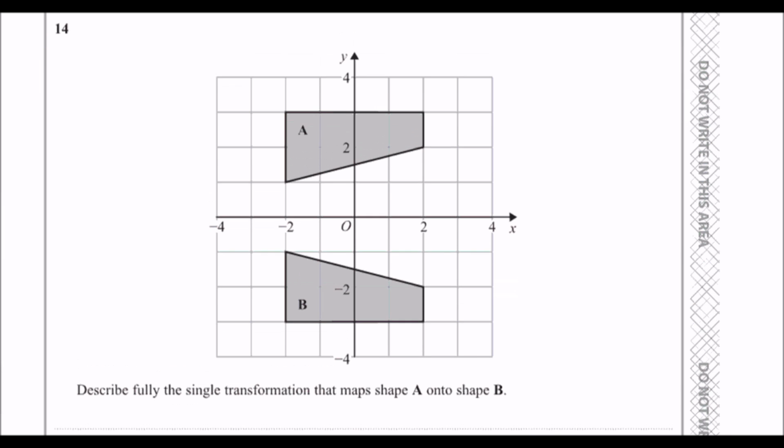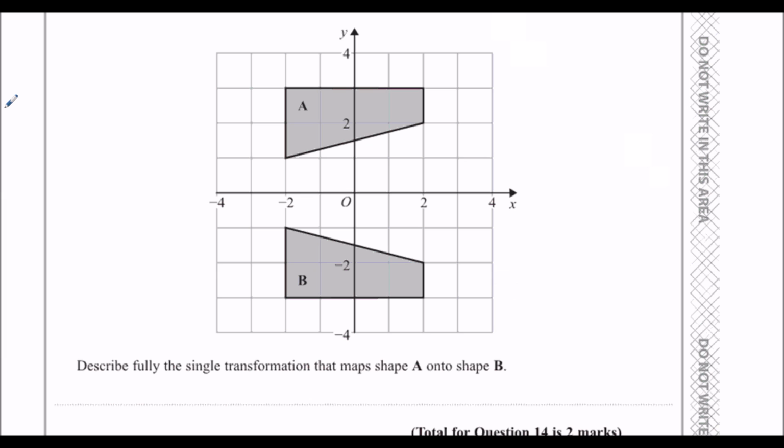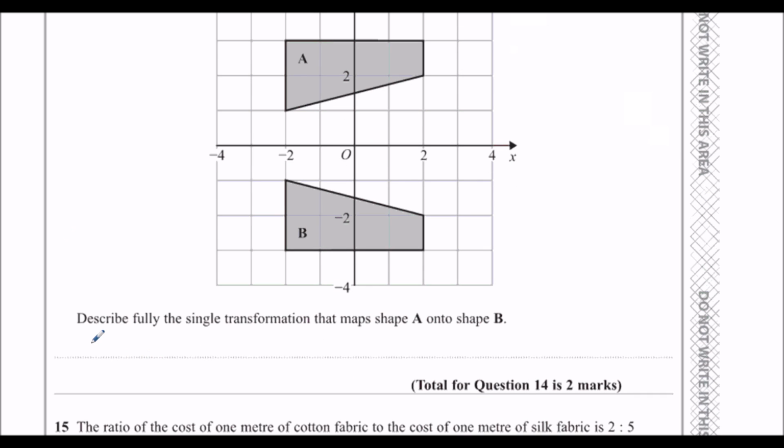Okay, question 14. Describe fully the single transformation that maps shape A onto shape B. So what would you have to do for a single transformation? You would have to do a reflection. So it's reflected in which line? So in the x-axis, or when y equals 0. So a reflection in the x-axis.